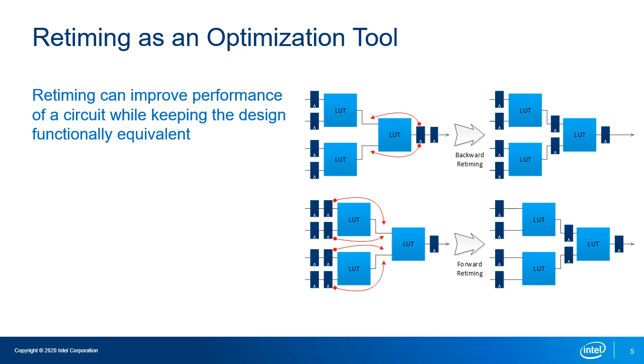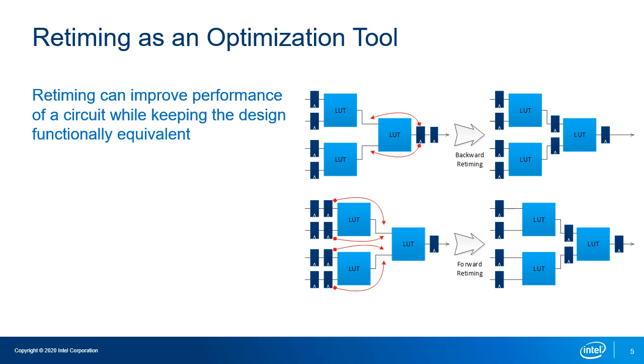The example on this slide demonstrates this. In the upper example, retiming is performed by moving registers backwards through the design. In the lower example, the registers are moved forward. But in both cases, the maximum combinational delay between registers was 2 lookup tables in length, and it is now 1 lookup table in length after retiming.